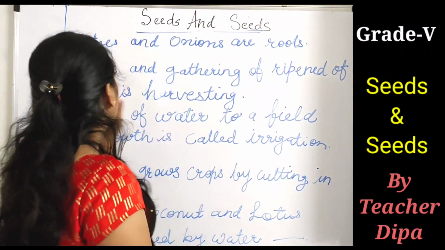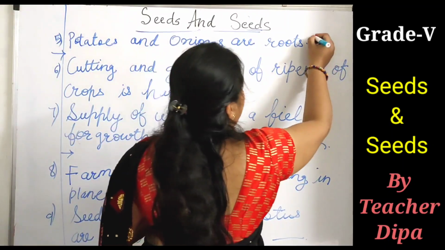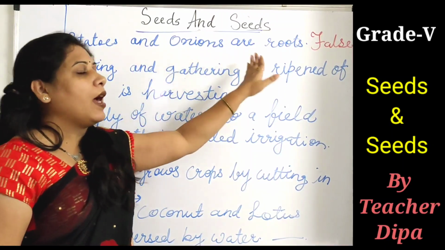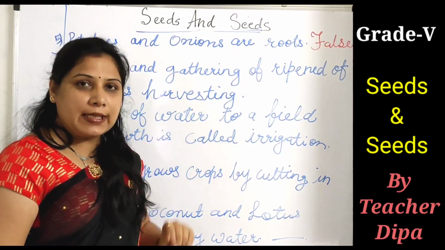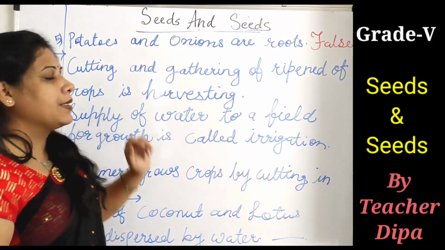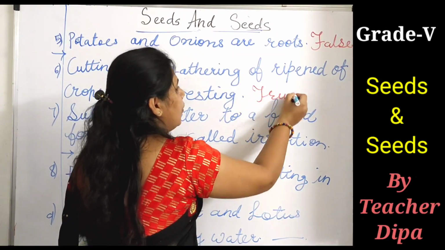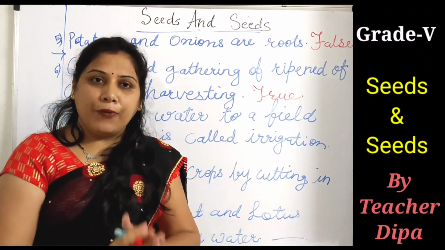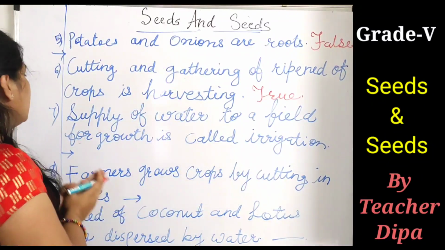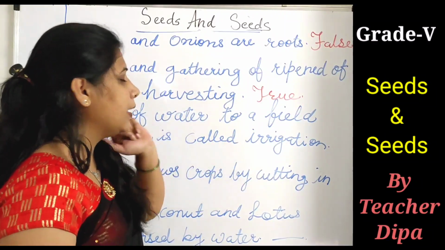Next, potatoes and onions are roots. This statement is false, because potatoes and onions are the part of a plant which is called a stem. Next, cutting and gathering of a ripened crop is called harvesting. Yes, it is true, because when the crop is ripened perfectly, then the farmers can cut it, and that process is called harvesting.